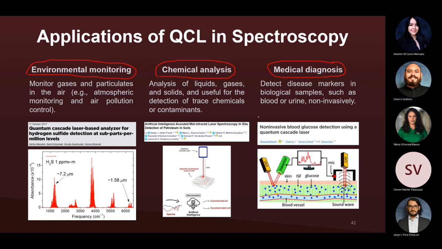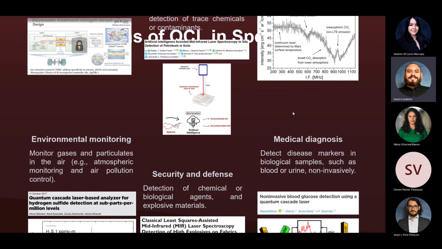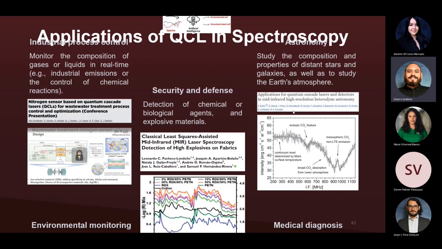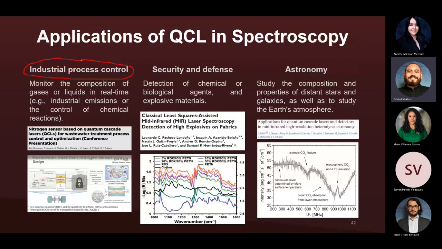You have a specific lot that you want to verify if it's basically uniform, if the concentration of the active pharmaceutical ingredient, for example, is constant in all of the different areas of the lot. You can do this with QCL. Security and defense, I've talked previously about detecting explosives or biological threats that are basically great for preventing incidents and other catastrophes. And even in astronomy, QCL has even been used in astronomy.